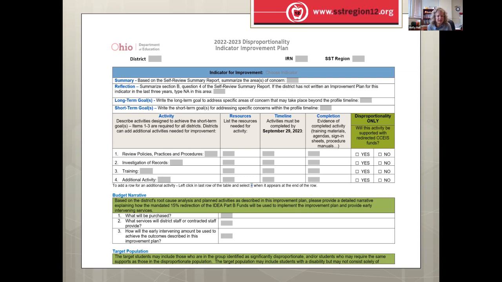And then item 4, there's a spot to record any additional activities that maybe don't fall in those first 3 line items. There's a spot for you to record all of your resources, and so when I think about training, oftentimes we think about universal supports, we think about Ohio's operating standards.